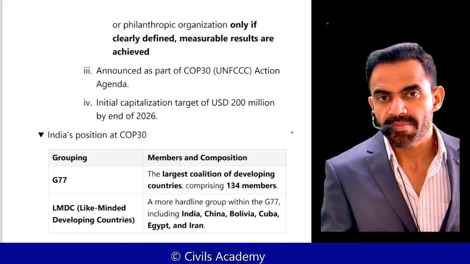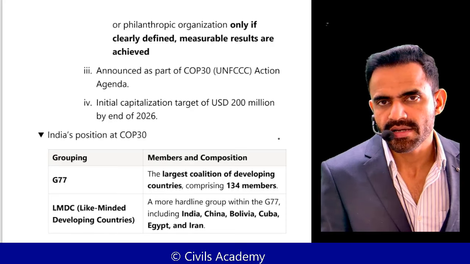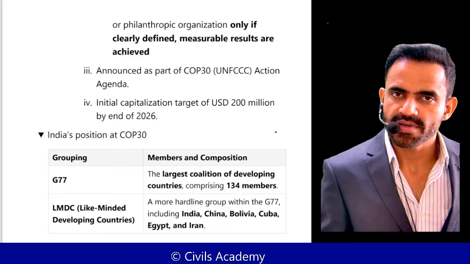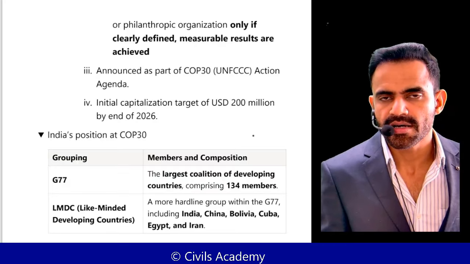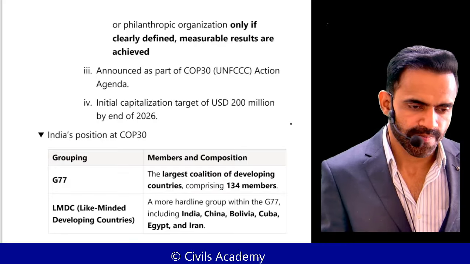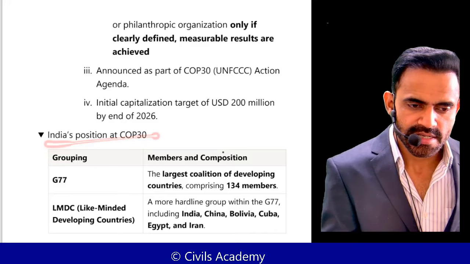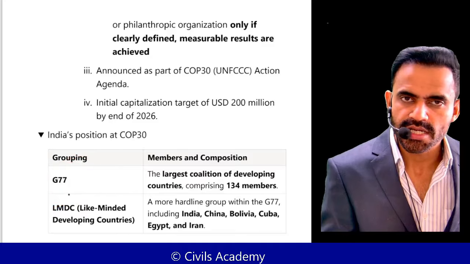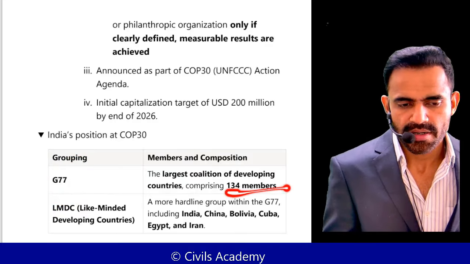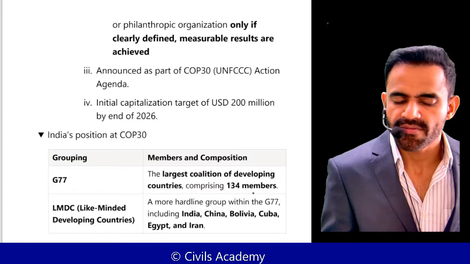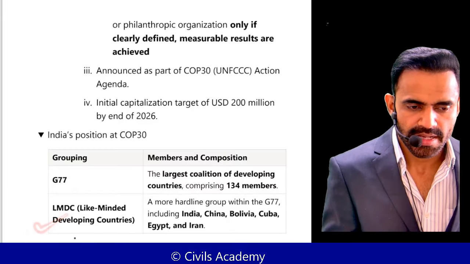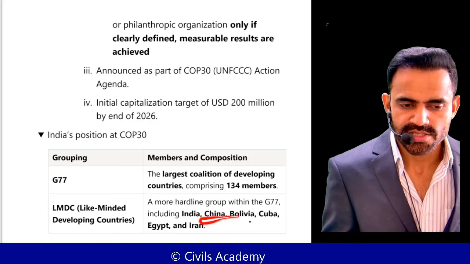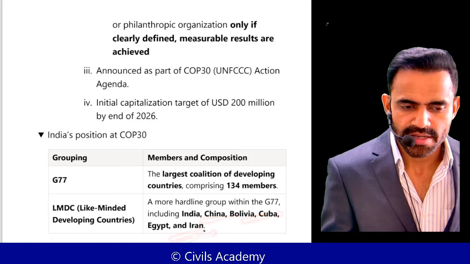Now the magazine has a lot of names, and initially it will not be possible for you to remember. So initially just try to cover the major parts, and subsequently in further reading you can add on. Now, what was India's stance in this COP30? So first thing first, there is a grouping G77. Initially it was 77, but now it consists of roughly 134 developing countries. Then there is LMDC, like-minded developing countries.